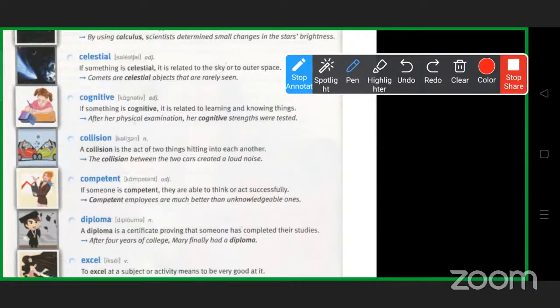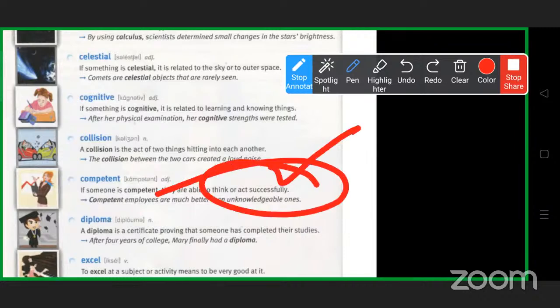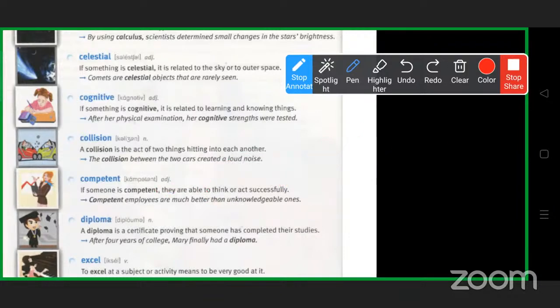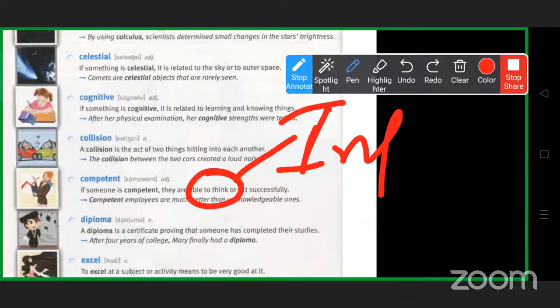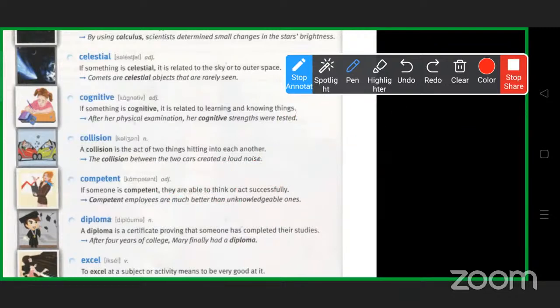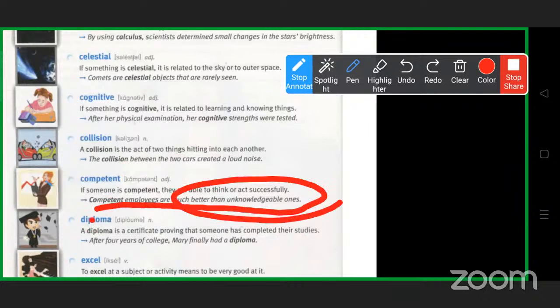So first thing is you should understand how the words are written. Here successfully is written in the adverb form, and to think means infinitive form. We can talk about them later on, but you should know about it. It's a conditional statement, because it starts with if. If it is a conditional statement, then definitely it is a complex sentence. So competent employees are much better than unknowledgeable.